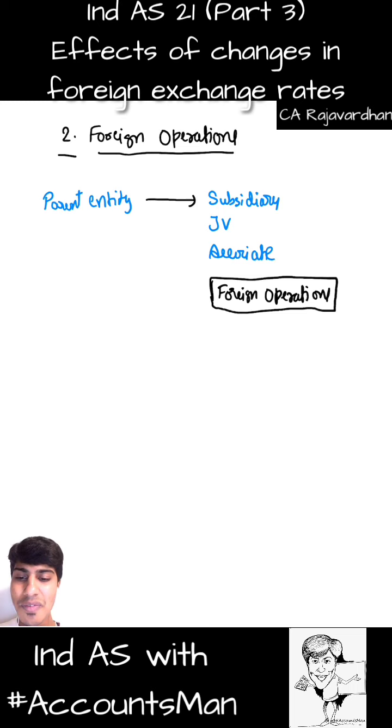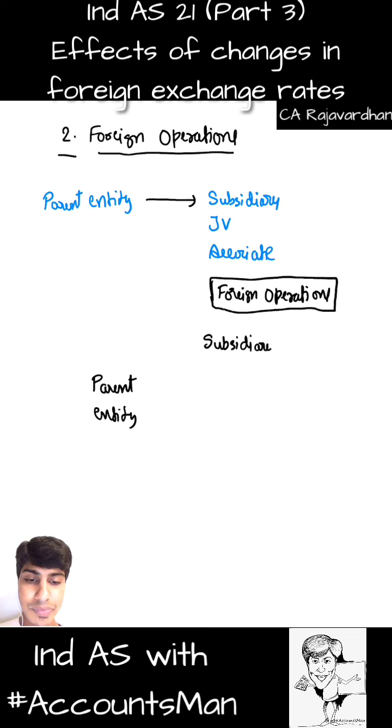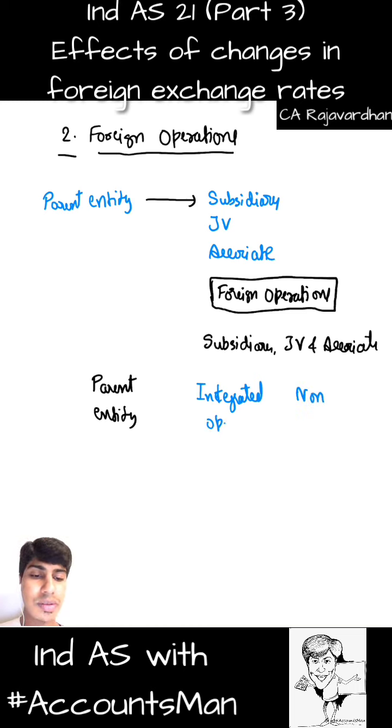So we need to see with regard to the parent entity and we need to see the subsidiary, joint venture and associate here. And the question here is whether it is integrated operations or not. So the question is integrated operations, yes, integrated operations, or non-integrated operations.